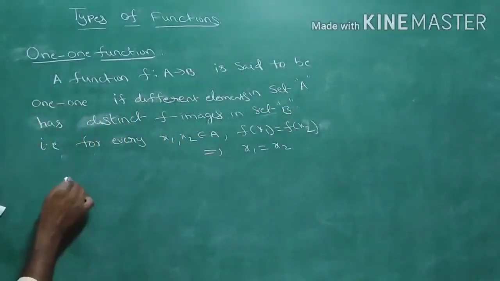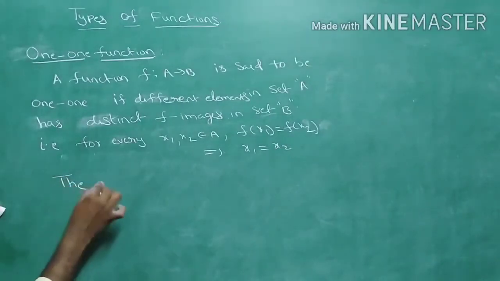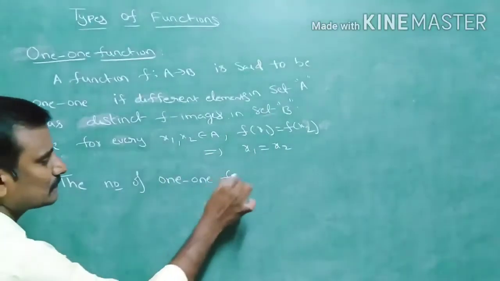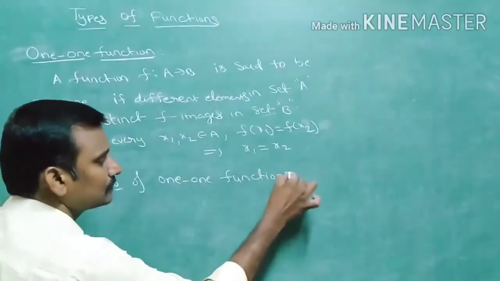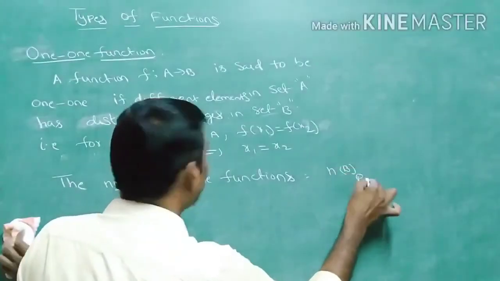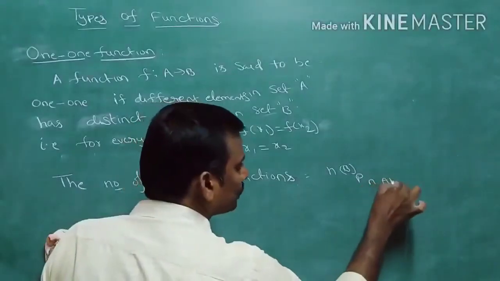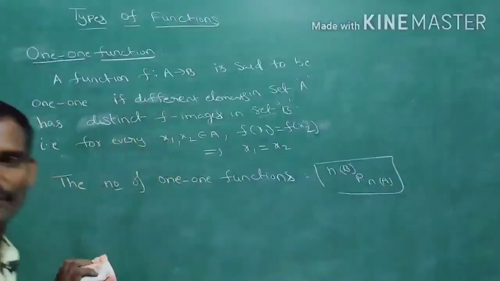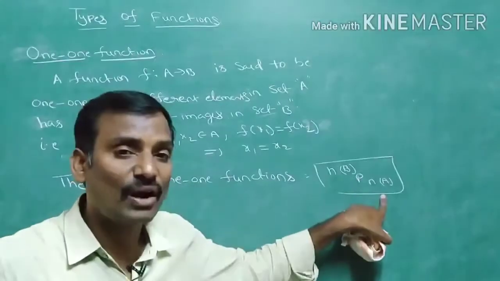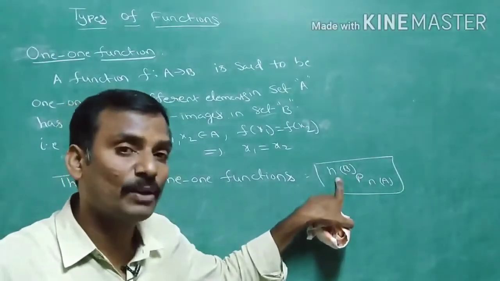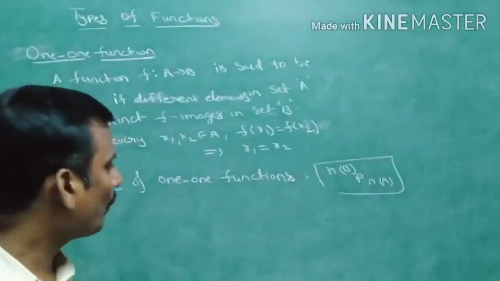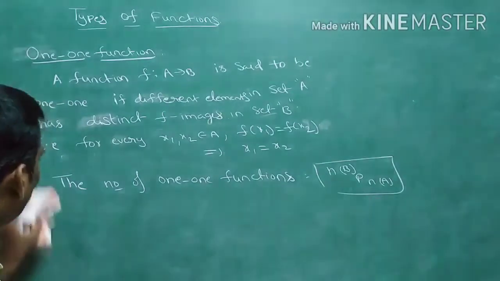Next, the number of functions. The number of functions formula is n of B to the power n of A, where n is the number of elements or cardinal number. This is the formula for the number of functions.